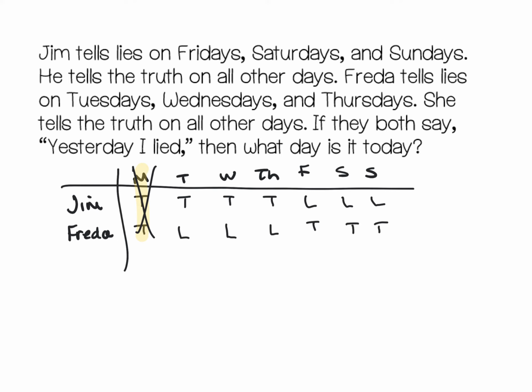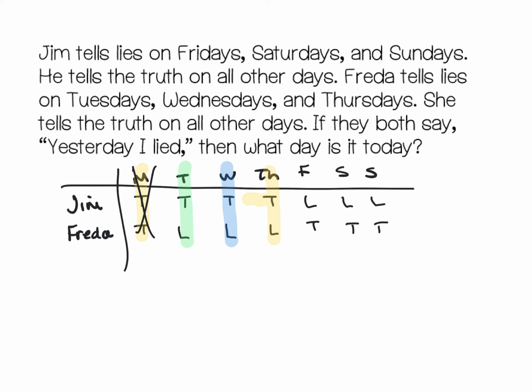All right, so let's check Tuesday. On Tuesday, Jim has to tell the truth, and he said, "yesterday I lied." Well, that's not true. Monday is a truth day for Jim. Now let's try Wednesday. Jim has to tell the truth. So yesterday, which was Tuesday, he told the truth. So that's not right again. Now we can go to Thursday. Jim says, "yesterday I lied." Well, the day before, he told the truth. Again, that can't be right because on Thursday he tells the truth.